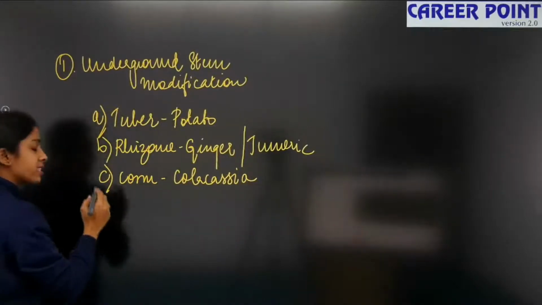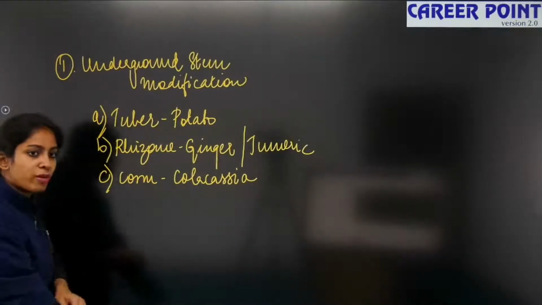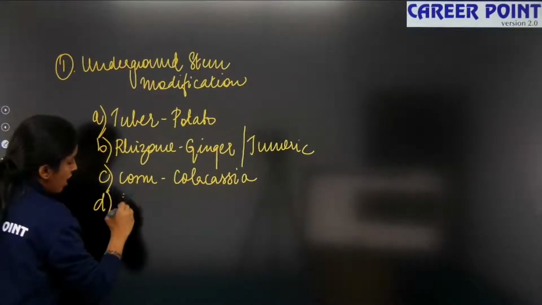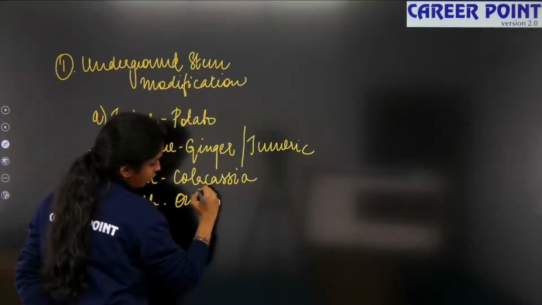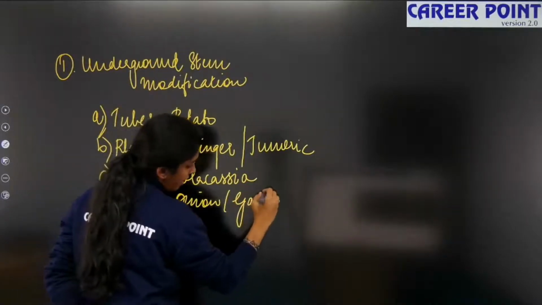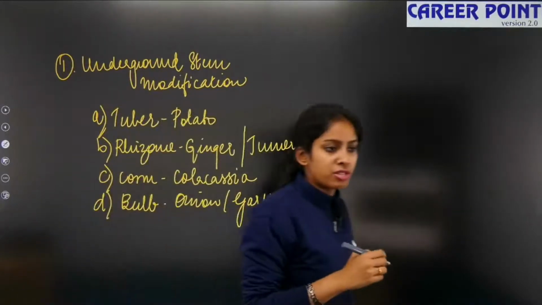Fine? Yes, water hyacinth is known as terror of Bengal, you're right. And the fourth one is your bulb modification. Bulb modification is seen in the case of your onion and your garlic. So this is the first type of stem modification.